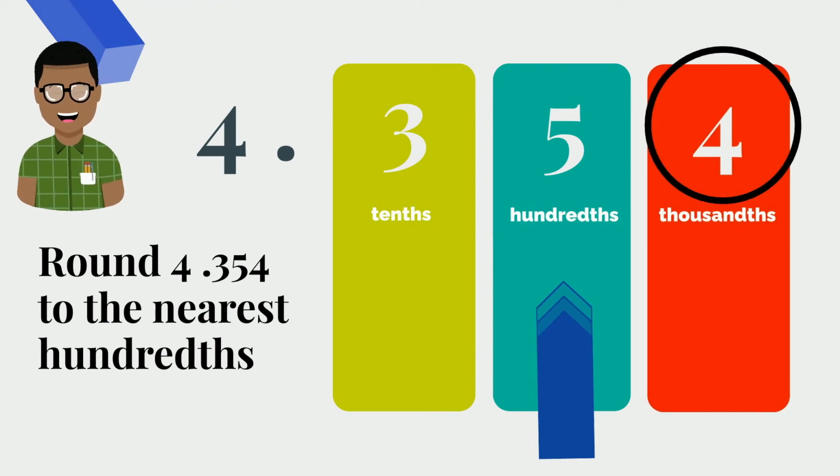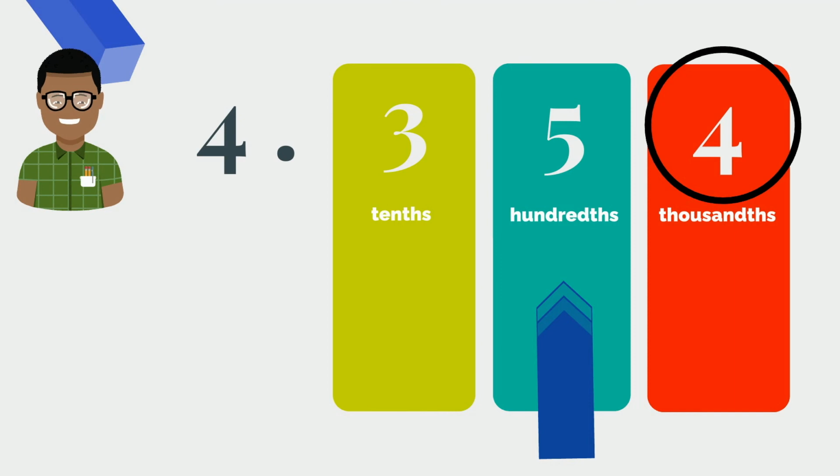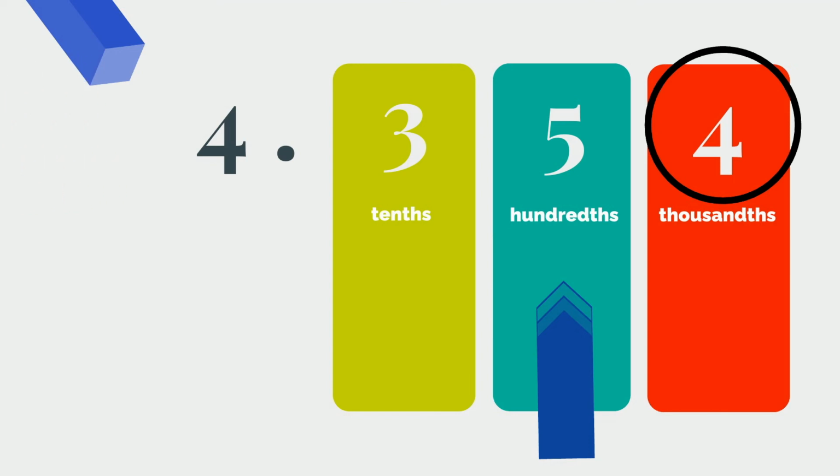And then you look to the right of that value, and you see whether or not the number to the right of it is 5 or higher. If it's 5 or higher, then you take the place that you're going to round to and you go up 1. If it's 4 or lower, then you keep it exactly where it is. Since the thousandths place is 4, we're going to keep the 5 exactly where it is, and this rounds to 4.35.